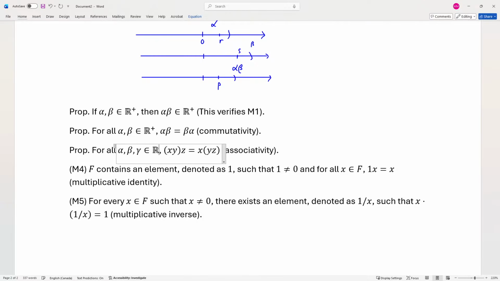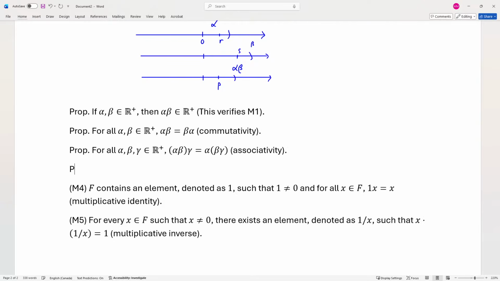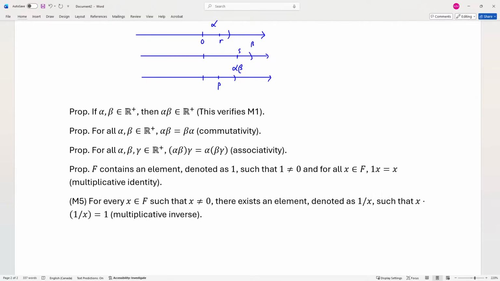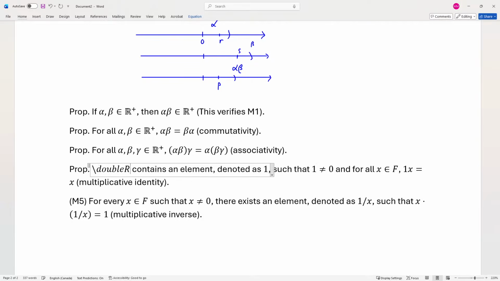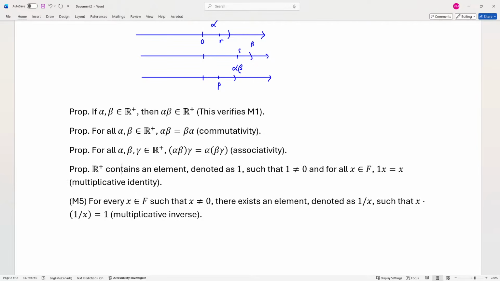So alpha times beta, then times gamma, is equal to alpha times the quantity beta times gamma. That's this proposition. That's the associativity proposition. Okay, the next proposition says R plus contains an element denoted as 1. I mean, if it's in R plus, then it has to be in R. Right? Such that 1 is not equal to 0.